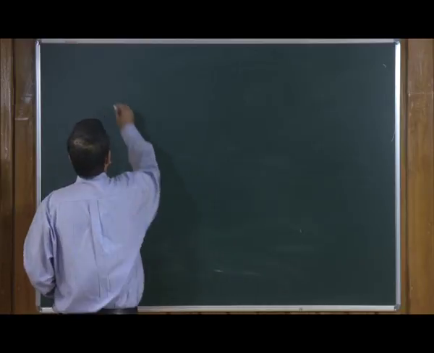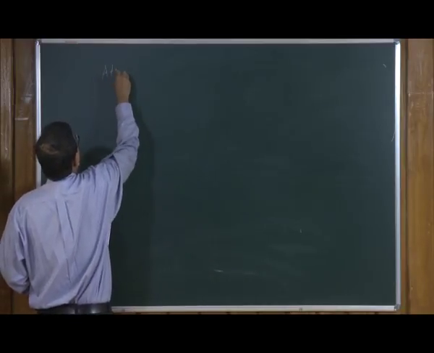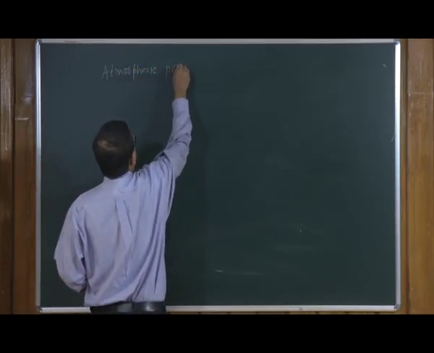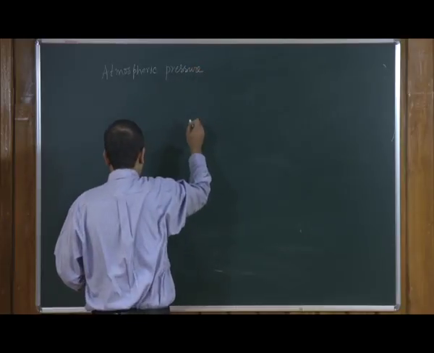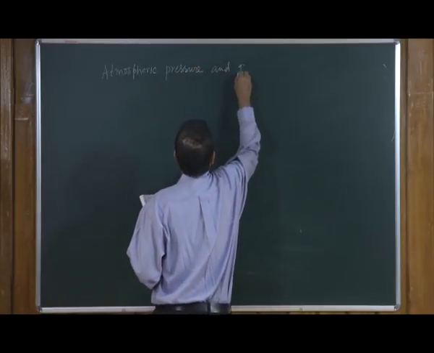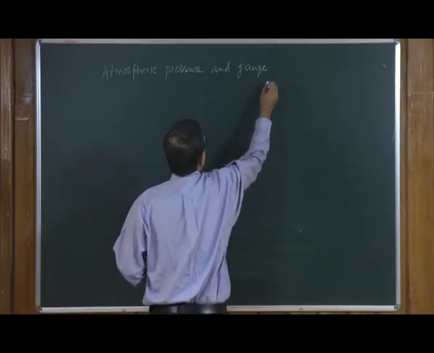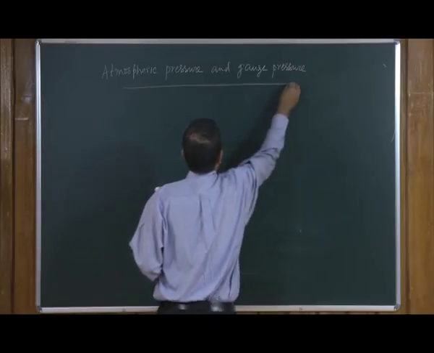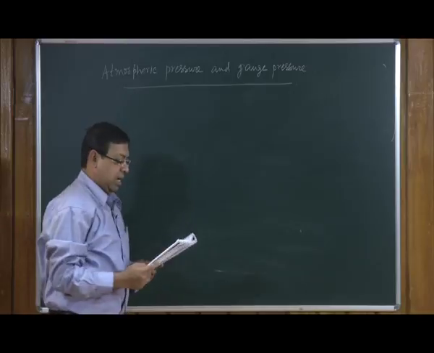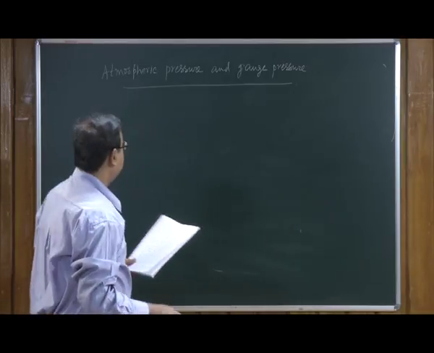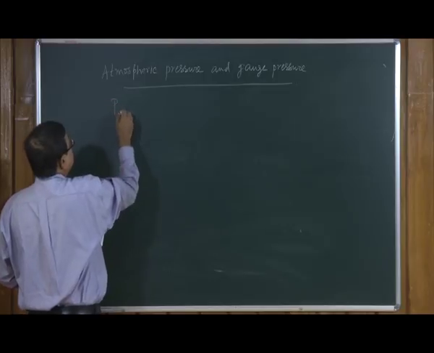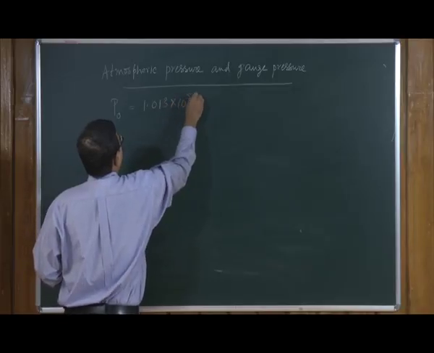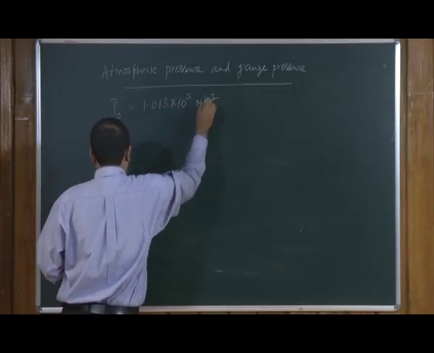So, let us discuss now two things. One is atmospheric pressure, which we have been discussing, and gauge pressure. We will tell you what gauge pressure is. So, the atmospheric pressure at the sea level, which we just called P 0, is equal to 1.013 into 10 to the power 5 Newton per meter square.